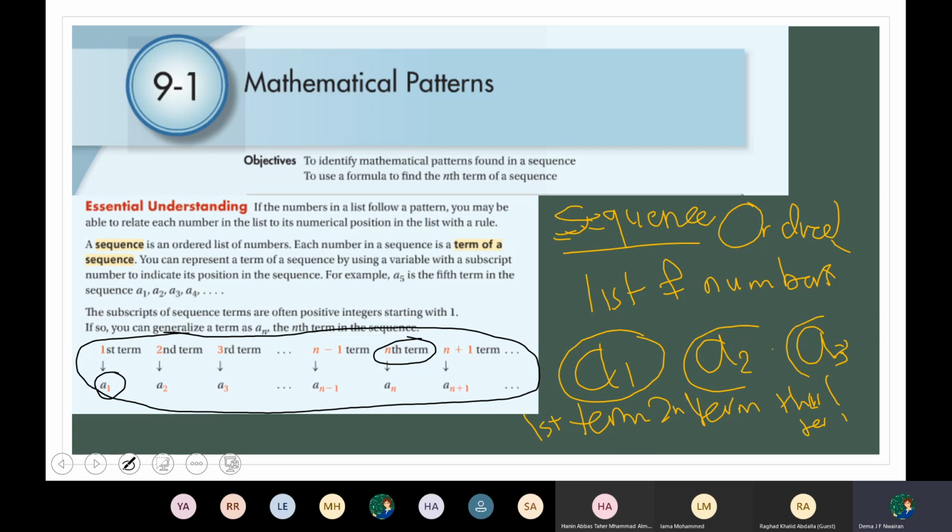Now, the two things you have to note: it must start with A1. You cannot start with A3 or A4. You must start with the first term, and it cannot be negative. You cannot say A sub -1 or A sub 0 and so on. It must be positive integer numbers also. You cannot say A half or negative half. So positive integers, starting with 1.